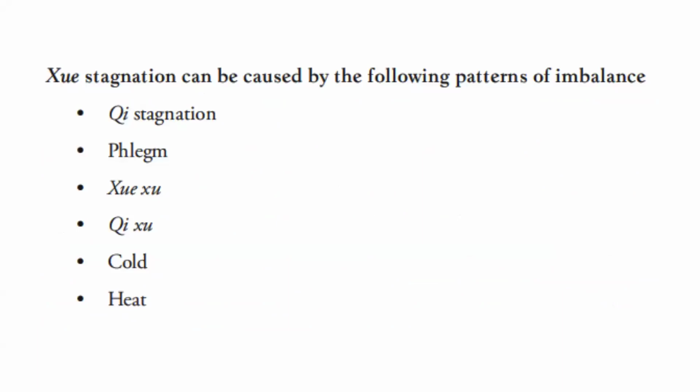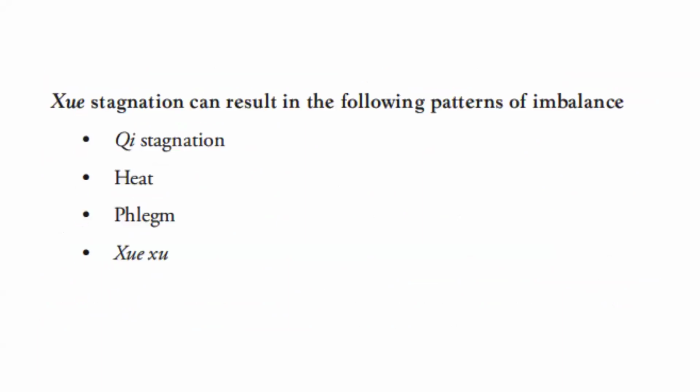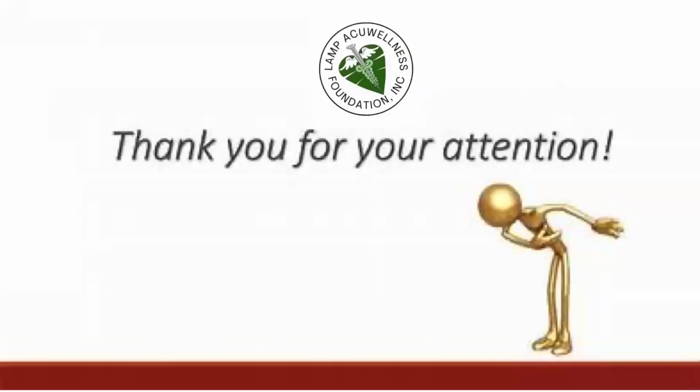Blood stagnation can be caused by the following patterns of imbalance: qi stagnation, phlegm, shui shu, qi shu, cold, heat. Shui stagnation can result in the following patterns of imbalance: qi stagnation, heat, phlegm, and shui shu.